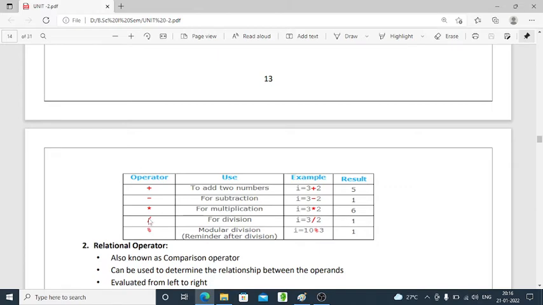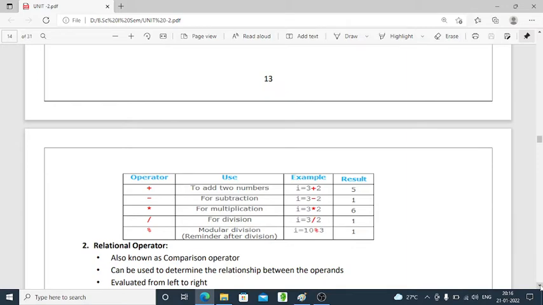Here the difference between division and modulo is, in the case of division we take the quotient as the result. In the case of modulo, we take the remainder as the result. So this is the difference between division and modulo. These are the different types of arithmetic operators, right?